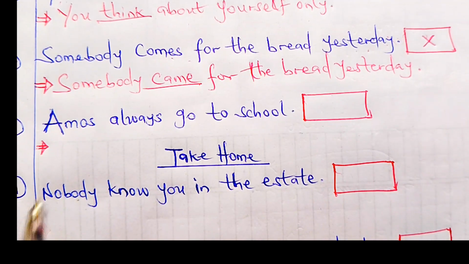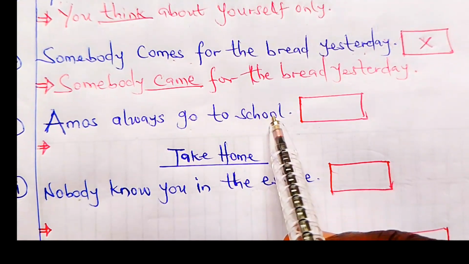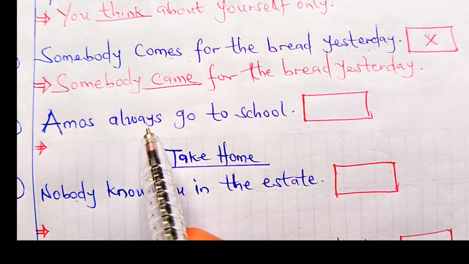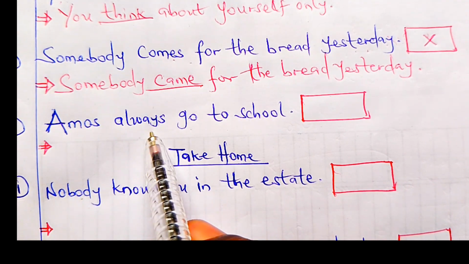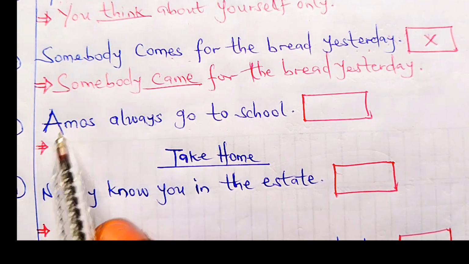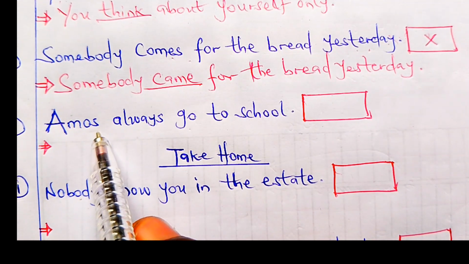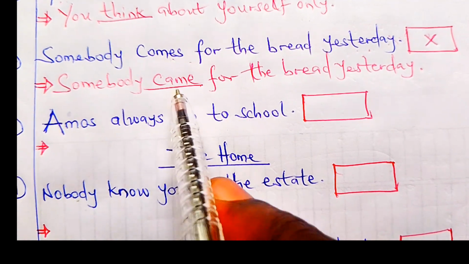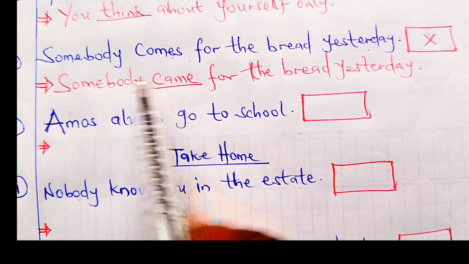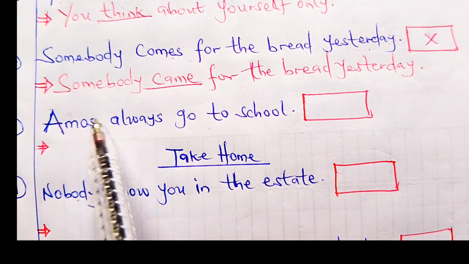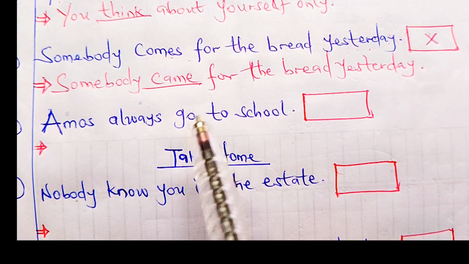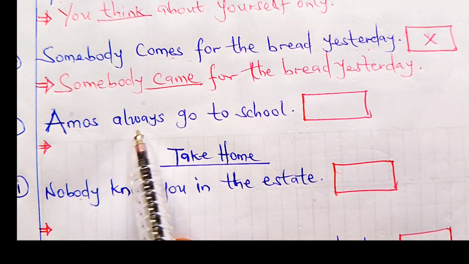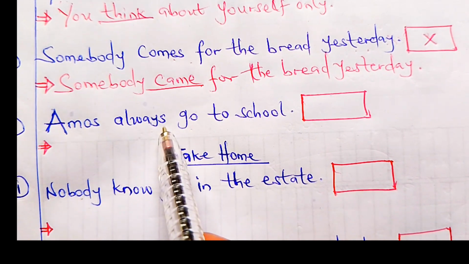Then the next we have: Amos always go to school. Amos always go to school. Now if you look at this very well, sometimes people often mistake an adverb for a verb. Amos is one person. Then, when we talk about a finite verb, one of its features is simply this: a finite verb can be directly used with a subject. If you look at them, somebody came, you think, and so on and so forth. After the subject, the next thing you see is a finite verb. A finite verb can be used directly. But when you look at this, Amos is one person, and if you're not careful, you may mistake this for a verb because it has s.